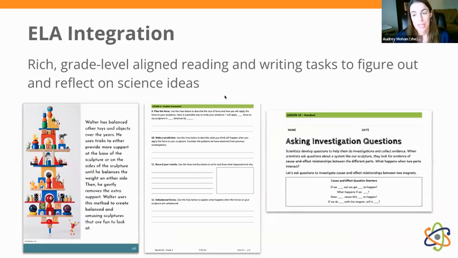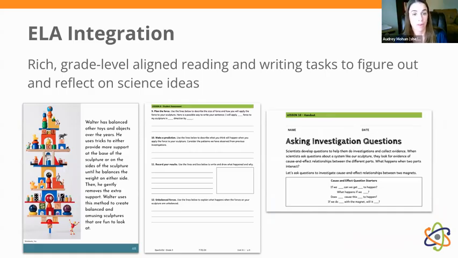I am also really excited about the ELA integration. We have 4 texts in this book. We have a text that helps them with planning and carrying out investigations. That's a really strong text. We also have the Meet the Artist book that has profiles of artists and how they build their art.